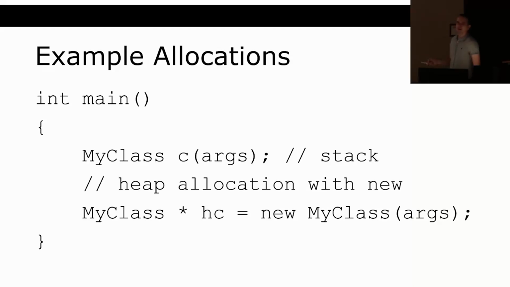Or let's say my class is super huge. It contains megabytes and megabytes of data, which is too big to allocate on the stack. Then I would say MyClass* hc = new MyClass(args). The new keyword is how you allocate stuff on the heap.